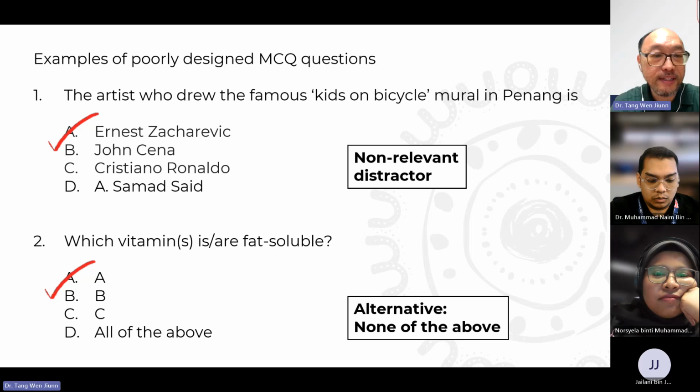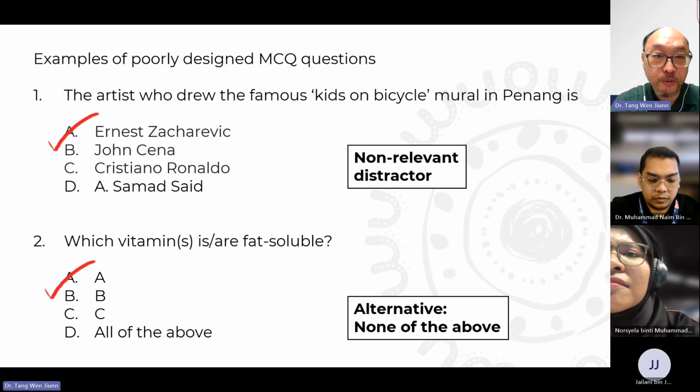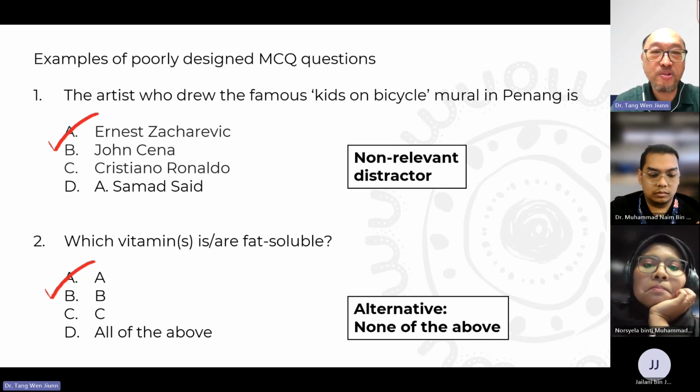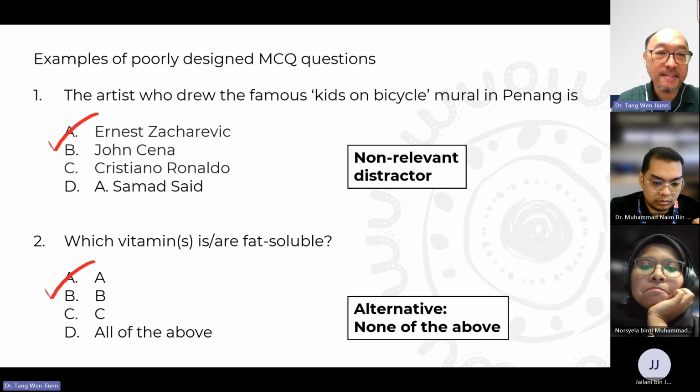That option, all of the above or none of the above, can be a distractor for the students if it is badly designed, because if they don't know, there is a very high chance they will choose that as the answer. They say, hey, there's this simple answer, all of the above, and they will choose that.